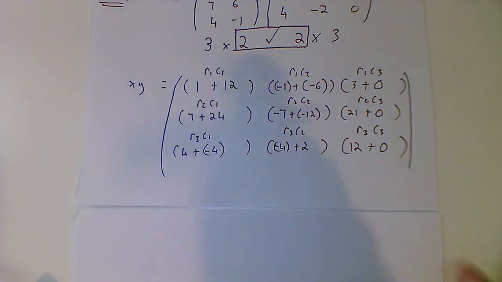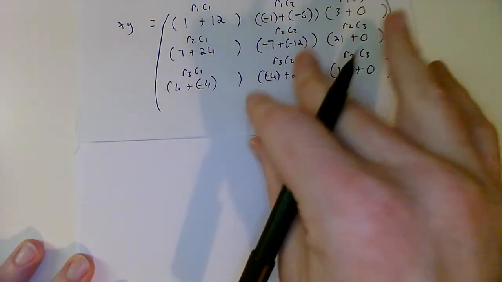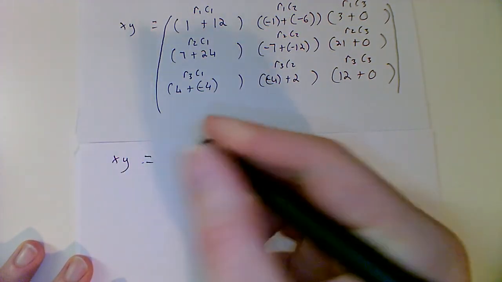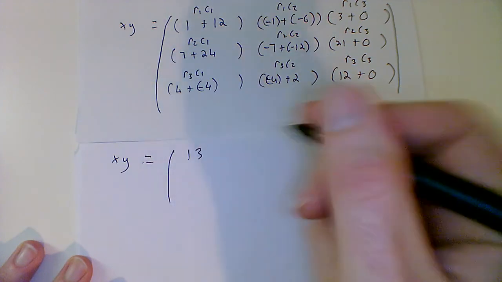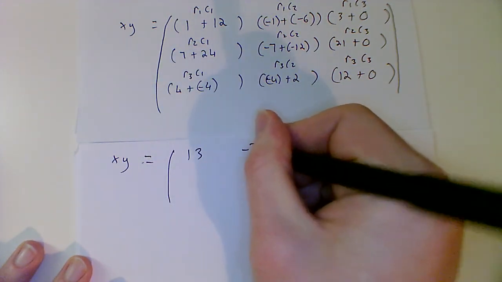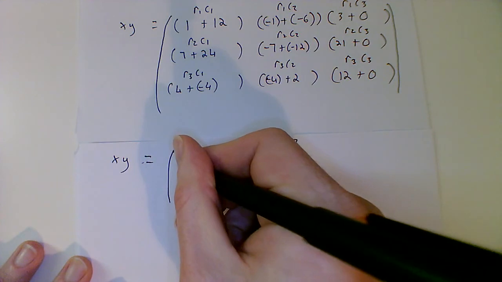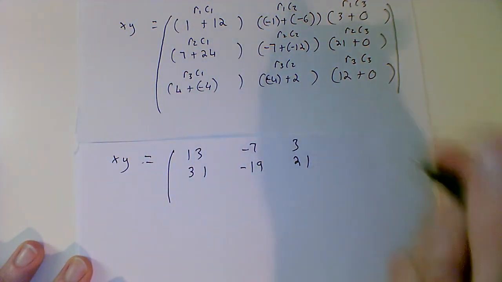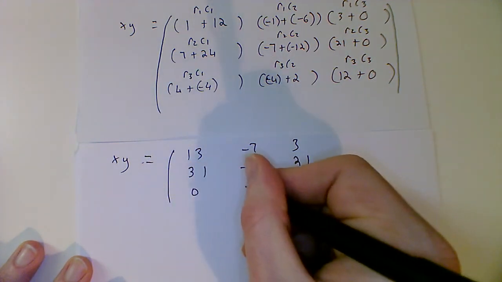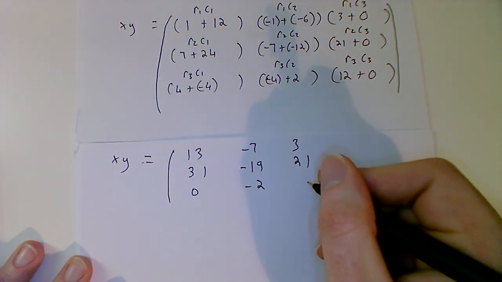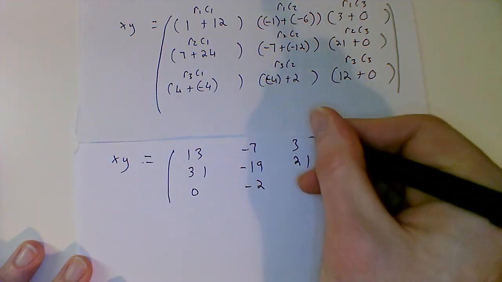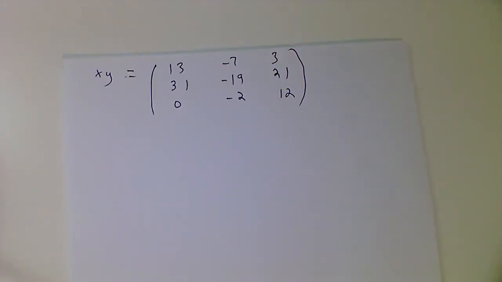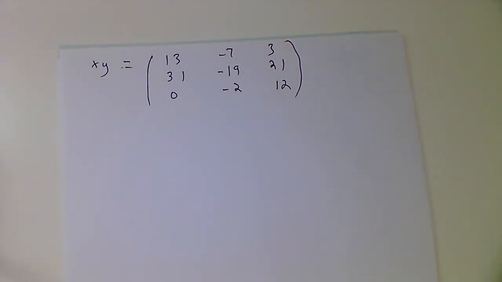So I'll just finish off by writing down your answer matrix. And please, if I've made a mistake, let me know. I hope I haven't. So that's 13, -7, 3, 31, -19, 21, 0, -2, and 12. And that's the answer to that question there.